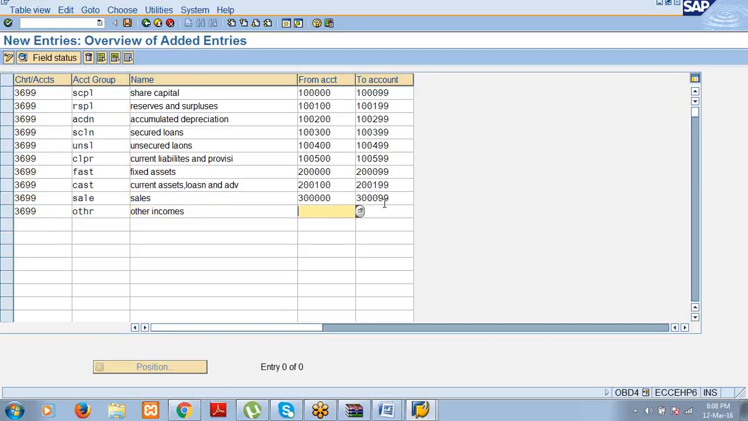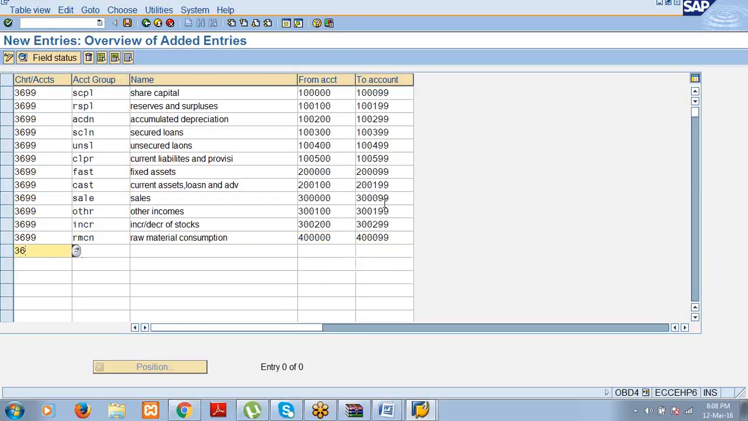OTHR, other incomes 3,100,000 to 3,199,000. Chart of accounts 3699, INCR, increase or decrease of stocks from account 3,200,000 to 3,299,000. Chart of accounts 3699, RMCN, raw material consumption. So we have moved to the expenditure side of the profit and loss account. Raw material consumption 4 lakhs. Every GL account which starts with 4 is an expense account.